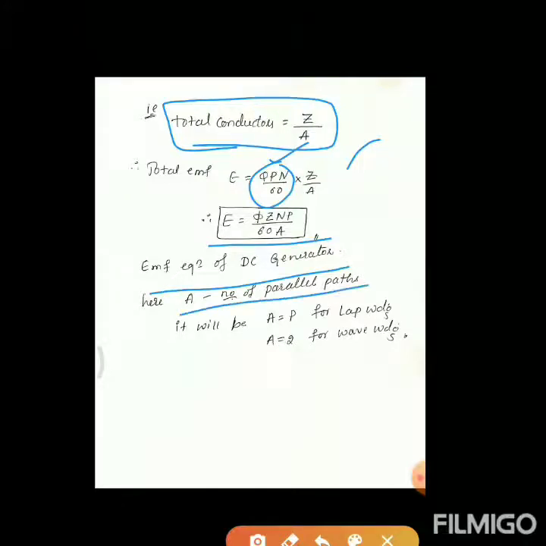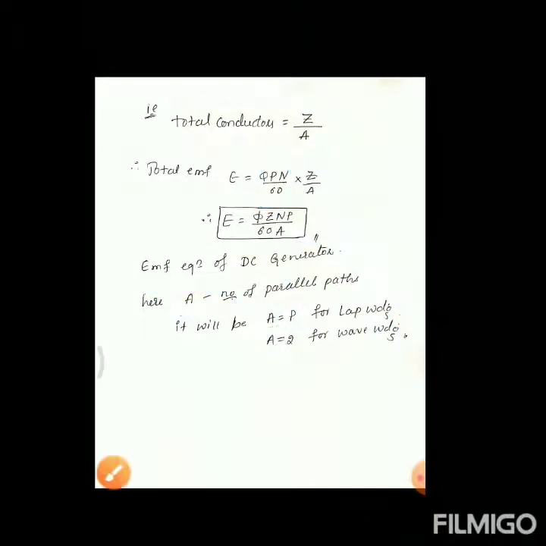Remember, A is the number of parallel paths. For a lap winding, A equals P, and for a wave winding, A equals 2. Hope it is clear. Now let's move to a numerical on this.